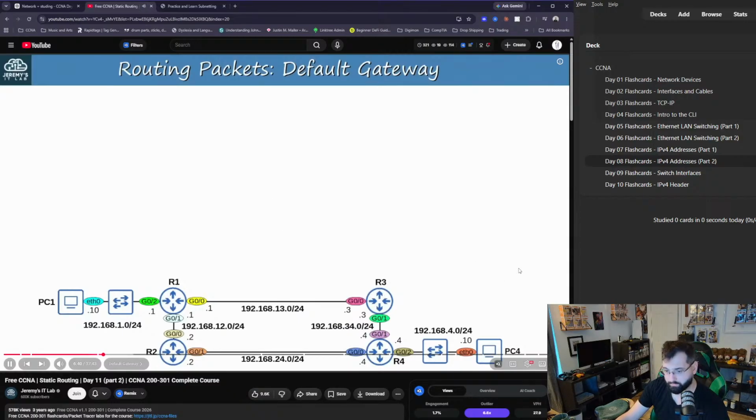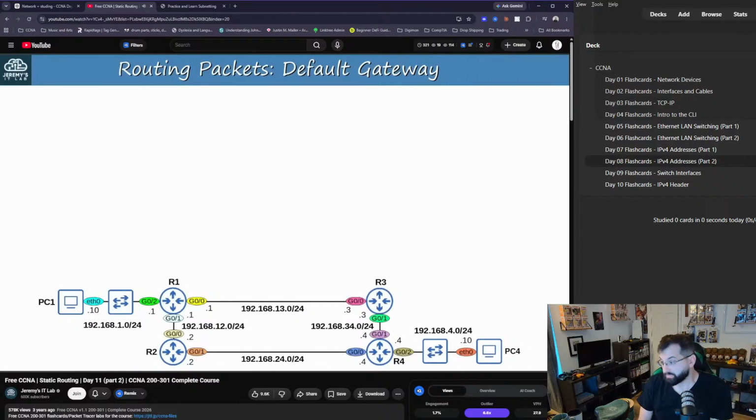PC1 and PC4 are Linux hosts, and their default interface name is ETH0, Ethernet 0. These colors will make things easier to understand, as the way Linux labels their stuff makes so much more sense. Like, it just does. Demonstrate how packets move through the network.